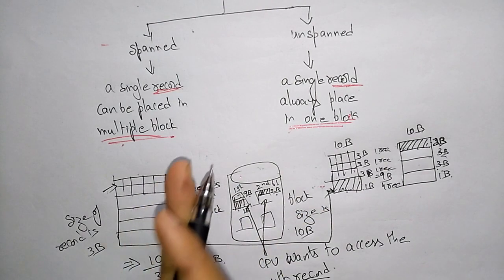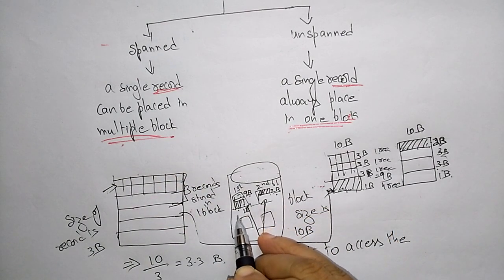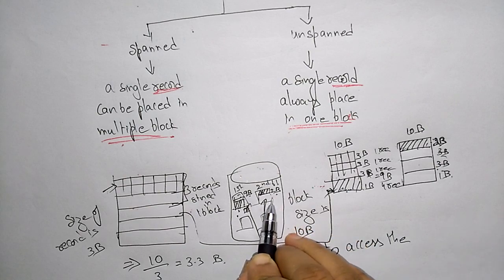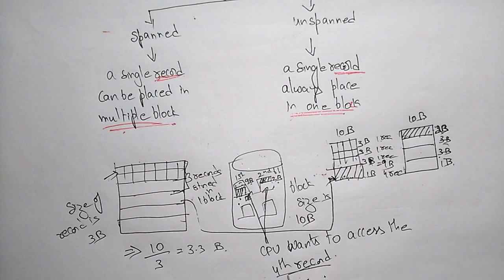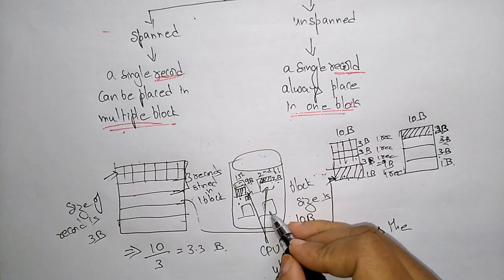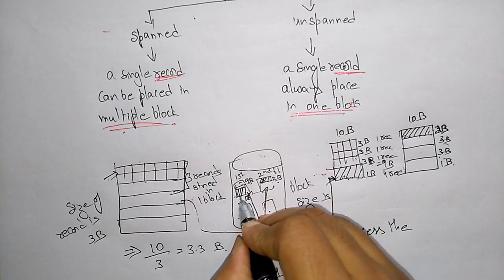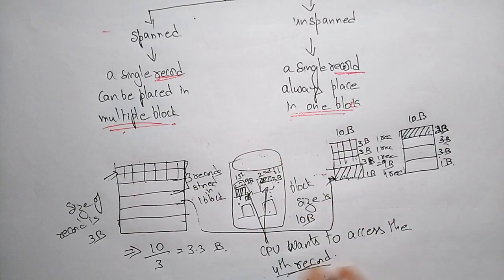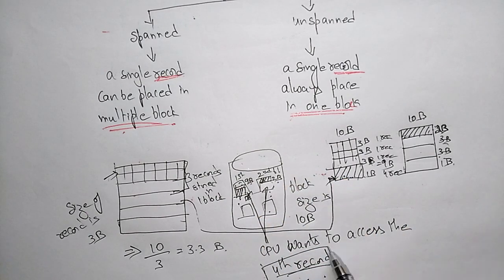Did you get it? Spanned means that if the first block still has memory to store the record, it uses that block, and the remaining data is stored in another block. Whenever the CPU wants to access that 4th record, it checks both blocks: 1 byte of the record is in the first block and the remaining 2 bytes are in the second block. So it accesses the 2 blocks and gets the 4th record's data.